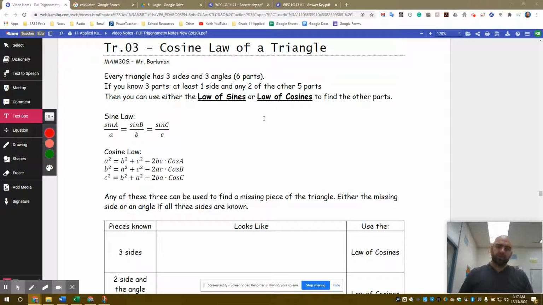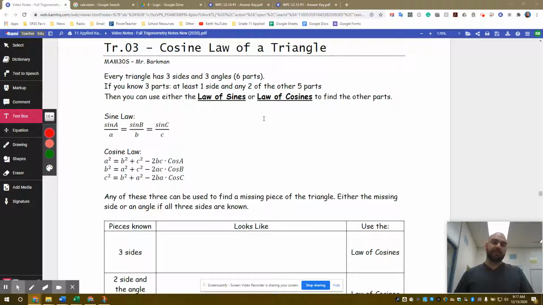So the lesson that we're going to take a look at now is dealing with something that's called cosine law. In the last lesson, we looked at what sine law was and how we can use sine law to determine angles and sides of triangles which do not have a right angle. Cosine law is slightly different, but also helps us do the same thing: find angles and sides of triangles that do not have a right angle.